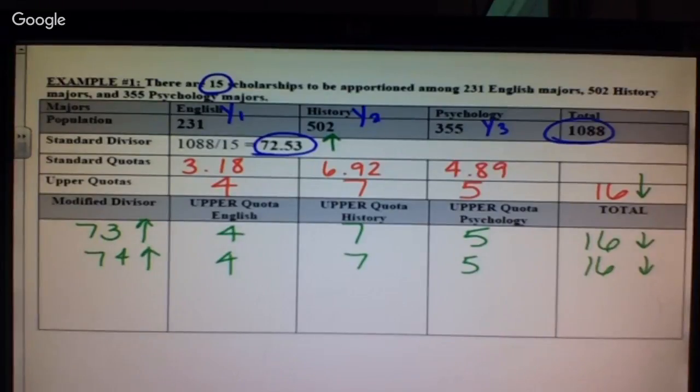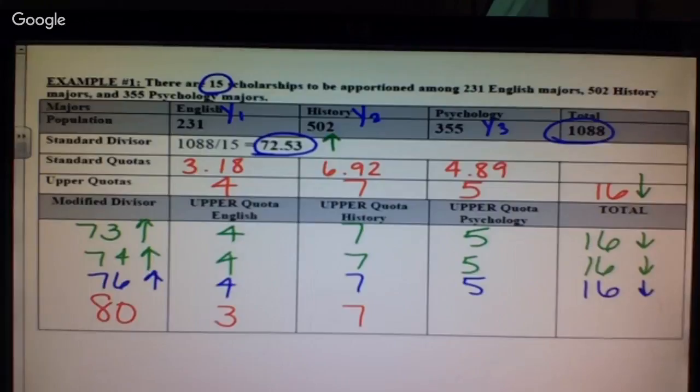76. Maya says, let's go with 76. Okay. 76. It's still the same. 4, 7, 5. Okay, so we need to go higher than that. So now you want to jump clear to 80. Okay. So let's try 80. 3 plus 7 is 10. Plus 5 is 15. So, yeah.